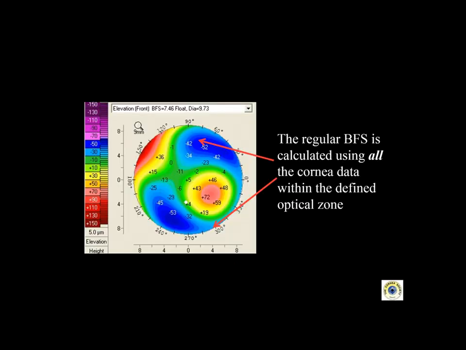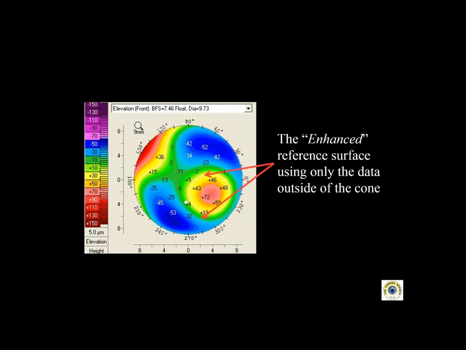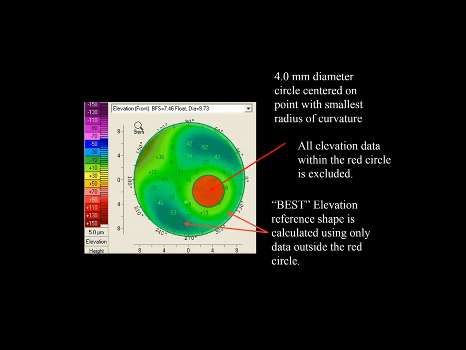And what we've done is we've taken the regular best fit sphere, and what we normally do when we do the best fit sphere, we compute all the information within the central 8 millimeters. And we've come up with something called an enhanced reference surface. We've taken the same best fit sphere from the central 8, but we've eliminated a variable 3.5 to 4 millimeter zone surrounding the thinnest point of the cornea. In other words, we remove the mountain.